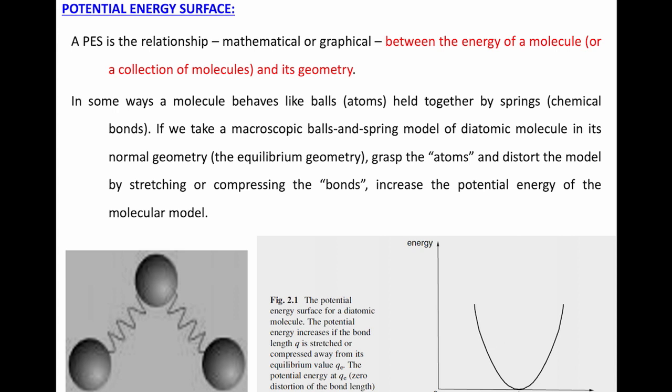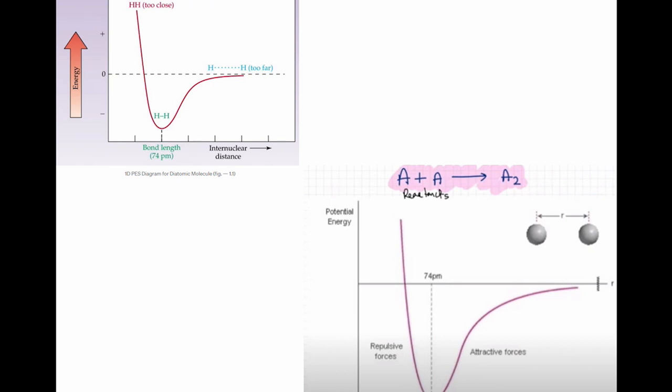When we stretch or compress that bond, the bond length is increasing or decreasing. Whenever there is an increase or decrease, the potential energy is changing. So the potential energy surface shows how the potential energy of a chemical system changes with the relative positions of the atoms. To know about the potential energy surface, we need to understand the basics.